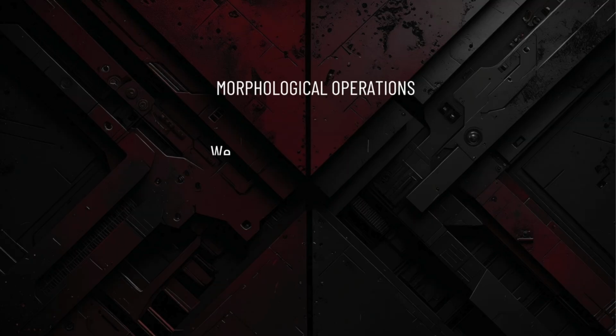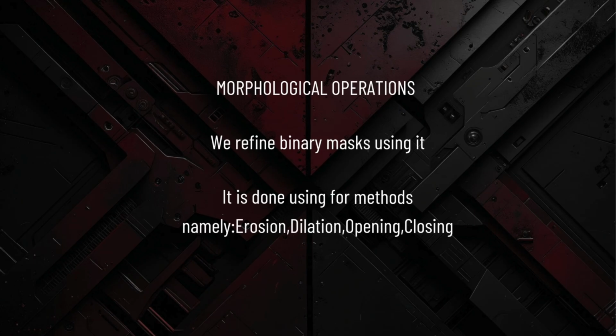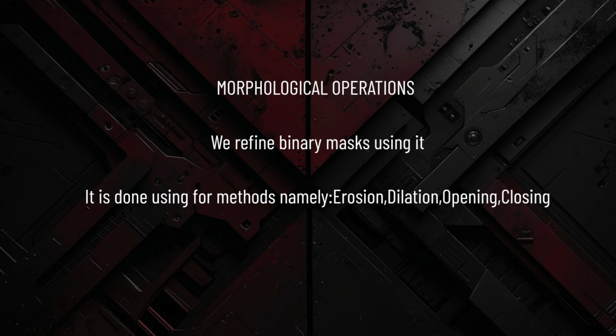The final step in image processing is called morphing. It is generally used to process and refine binary masks or shapes by using simple operations that manipulate the image based on its structure. It is done using four methods, namely erosion, dilation, opening, and closing.